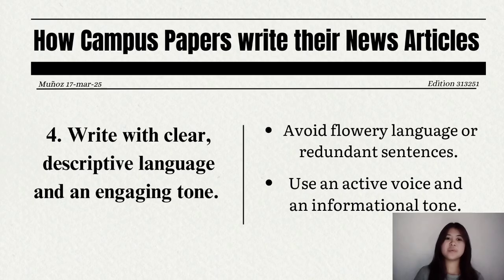The next step is to write with clear, descriptive language and an engaging tone. In writing articles, clarity and precision are key, so you must avoid unnecessary details, flowery words, or overly complex sentences that can make your writing unclear and may confuse your reader. Instead, you can focus on direct, clear, and descriptive language that definitely captures the reader's attention.